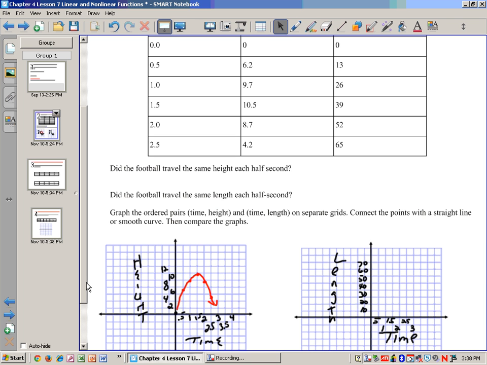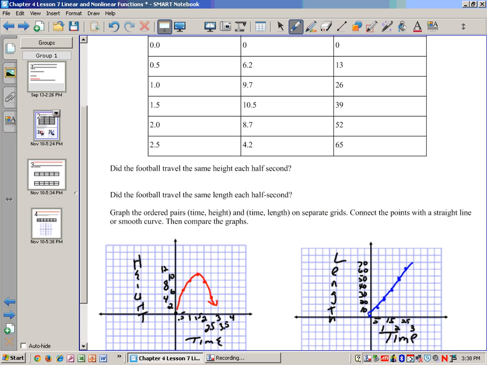Okay, now we're going to look at our ordered pairs. First, we start out at 0, 0, with the length and the time at 0. And we have 0.5 and 13, right about there. 1.5 and 39. I'm sorry, 1 and 26. Let's do 1 and 26, right about there. 1.5 and 39, right about there. 2 and 52. Whoops, a little high. And 2.5 and 65, right about there. Now let's draw a straight line.